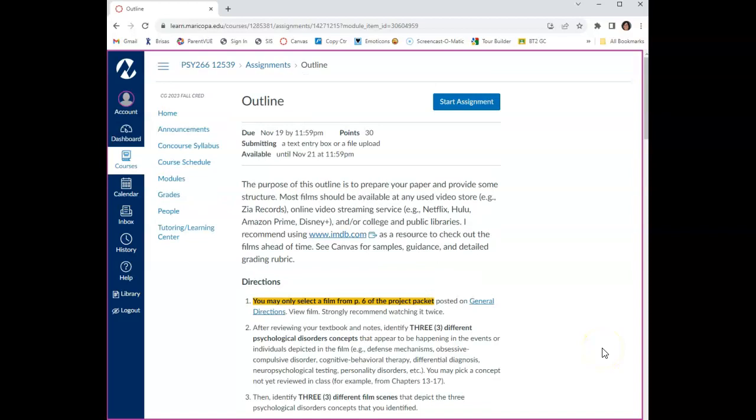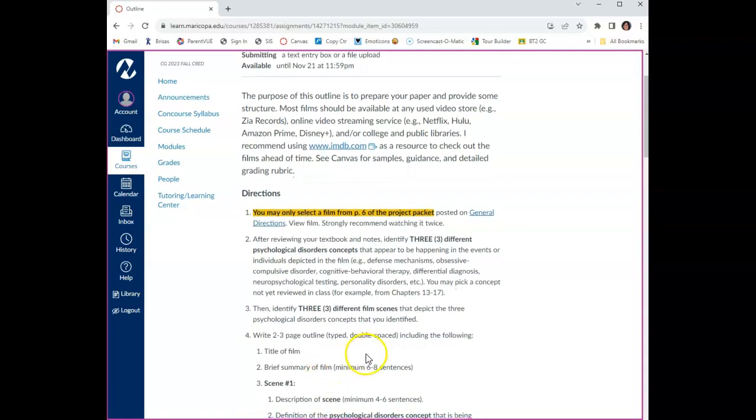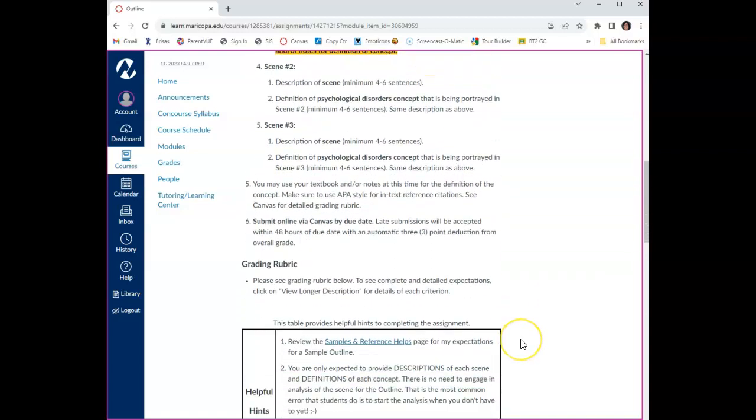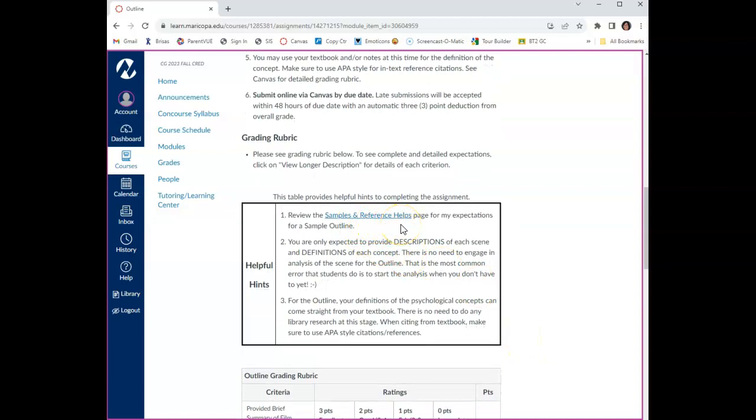There is 1 additional assignment this week, because we're continuing to work on the film analysis project. The outline helps to prepare your paper and provide the needed structure. The outline will identify 3 different psychological disorders concepts tied to 3 different film scenes. Please remember that you will provide a description of the scene and just the definition of the psychological concept. There is no need to begin analyzing the film. I encourage you to see the samples and reference helps pages in the Film Analysis Project module for ideas.